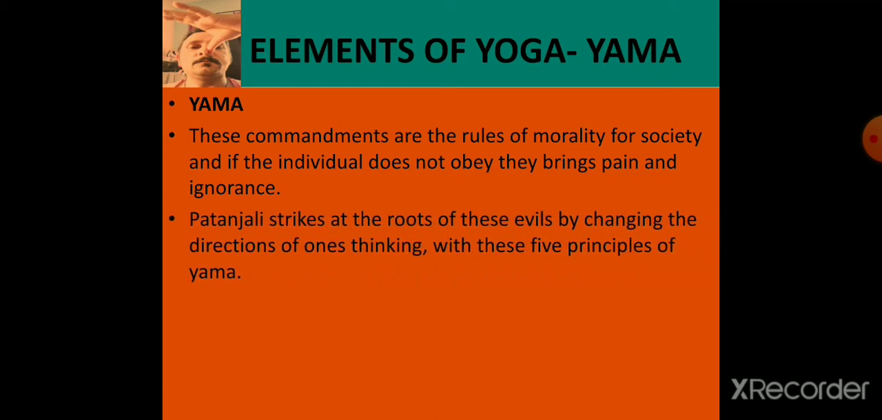Patanjali strikes at the root of these evils by changing the direction of one's thinking with these 5 principles of yam. There are 5 rules, 5 principles of the yam. Whatever evil things are there in our mind can be removed from the root. So that's why it says that Patanjali strikes at the roots of these evils by changing the direction of one's thinking with these 5 principles of yam.